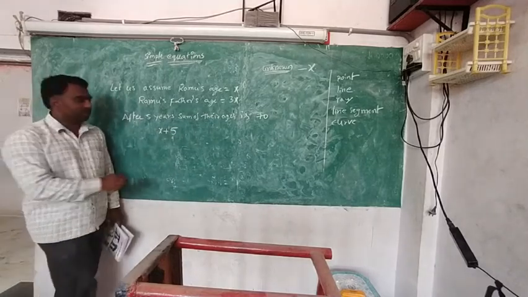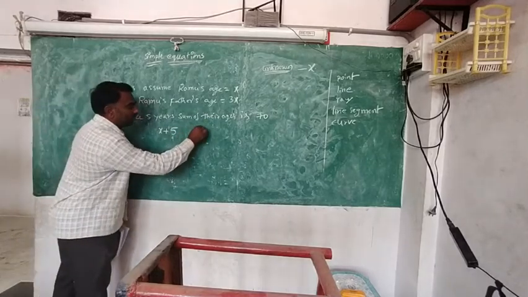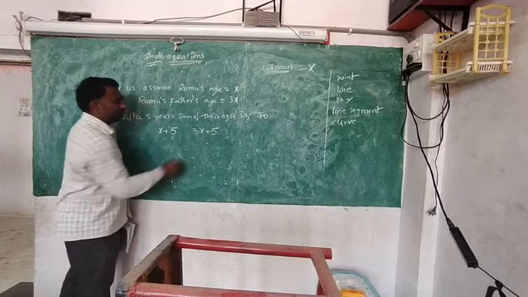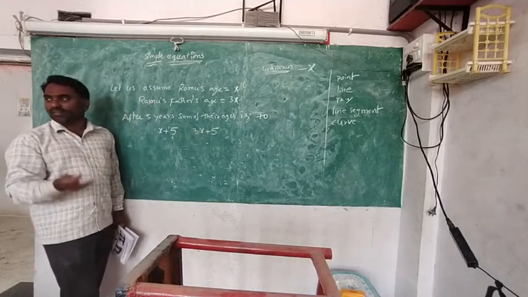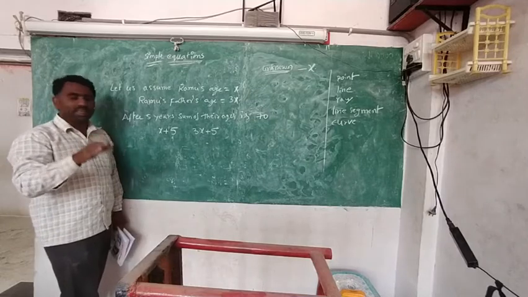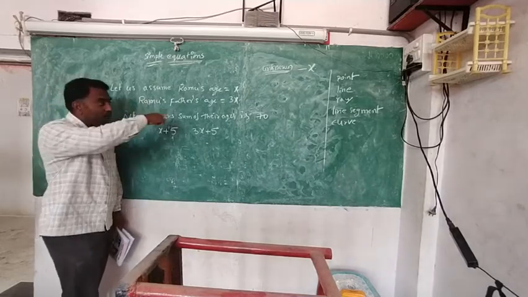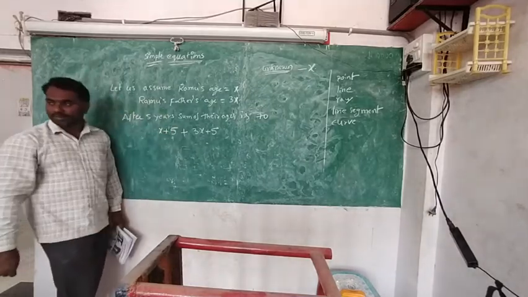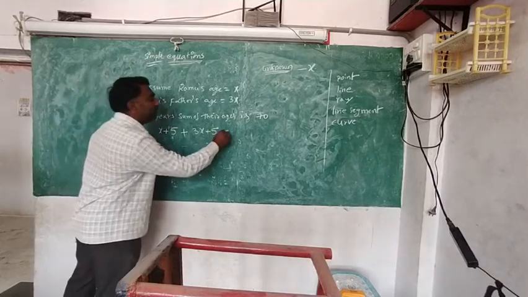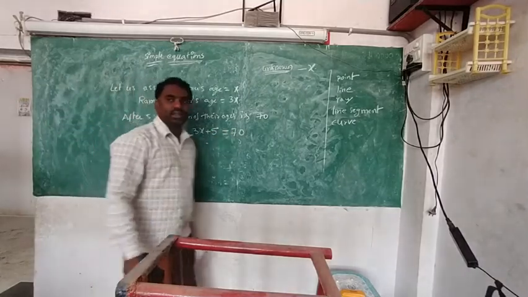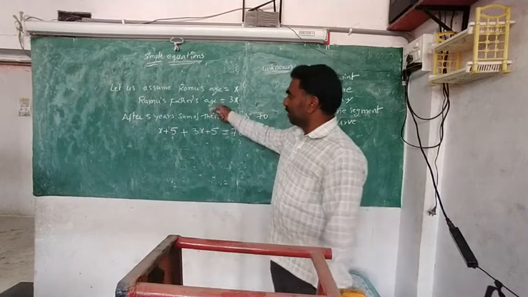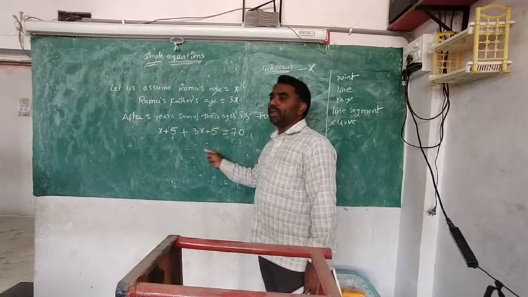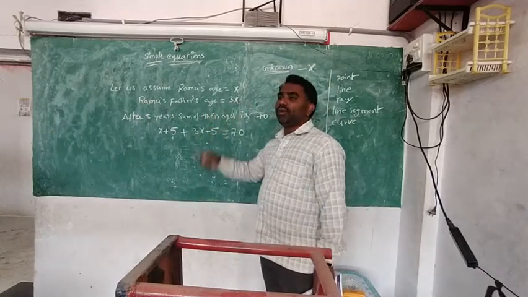Father's age is 3x plus 5. Ramu's age is x plus 5. Father's age is 3x plus 5. The sum of these ages, sum means add. The answer will be the sum equal to 70. When you convert this sentence mathematically, what happened? You got the equation.